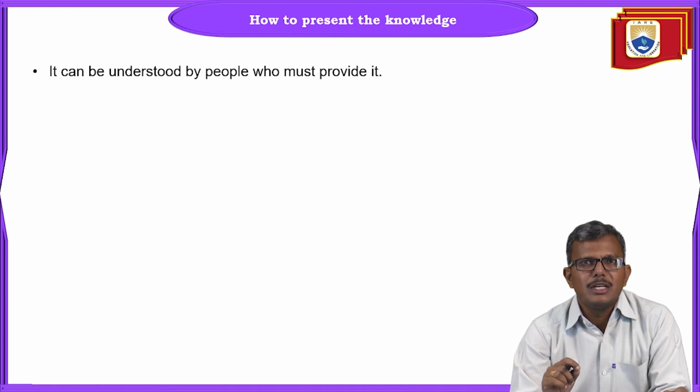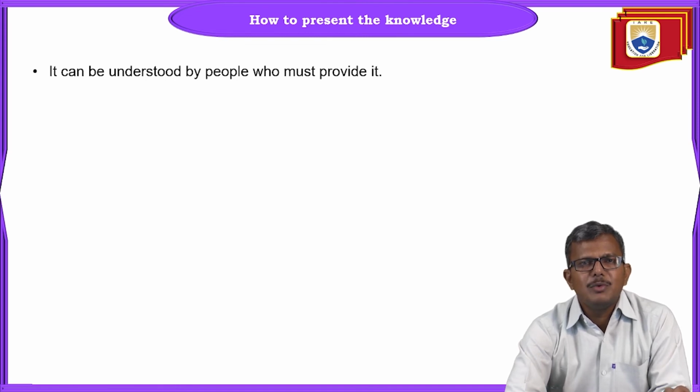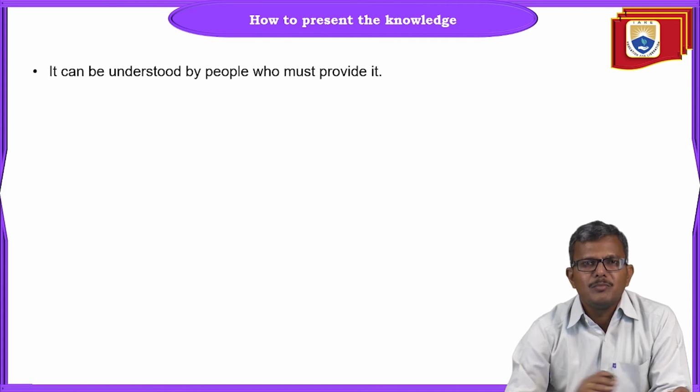So it is telling the same point. It can be understood by the people who must provide it. I am going to represent the knowledge the way I understood it, that is one point. And that knowledge representation can be explained only by me. Why? Because I have represented the knowledge. If I have represented the knowledge with excellent intelligence, then everybody who takes that knowledge to use it could understand it. Why? Because my level of representing the knowledge is excellent. So it is very important to understand how the knowledge is represented by the people who represented it.